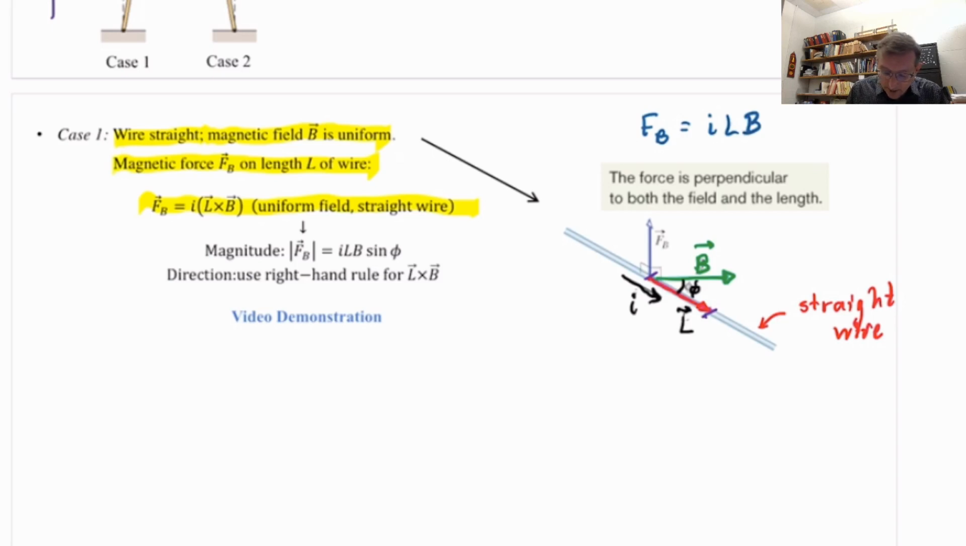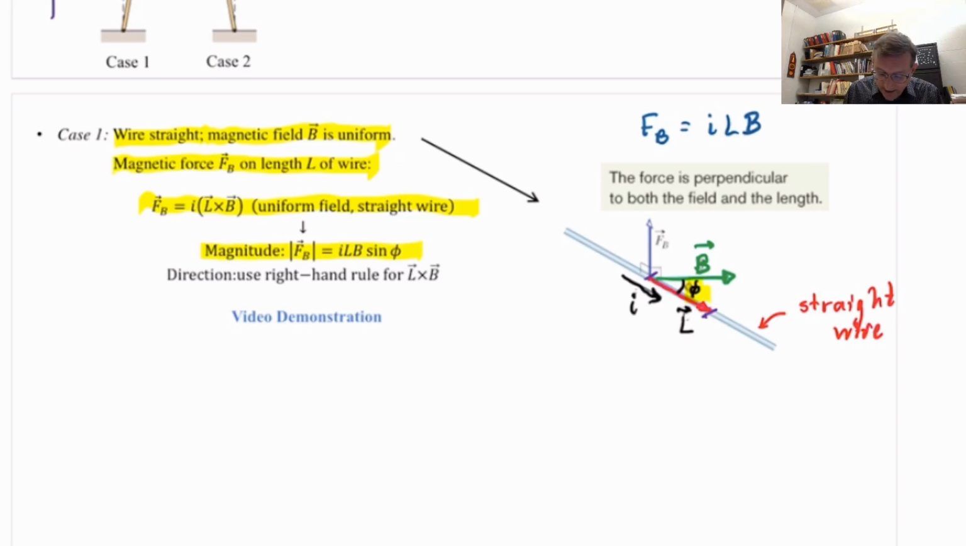Since it is a cross product, we know how to calculate the magnitude. F_B magnitude will be I times L magnitude times B magnitude times the sine of that angle phi between L and B, right there. Notice you'll get the maximum magnetic force when the angle phi is 90, when the magnetic field is perpendicular to the L. And you'll get zero magnetic force when the magnetic field B is in the same direction as the L.